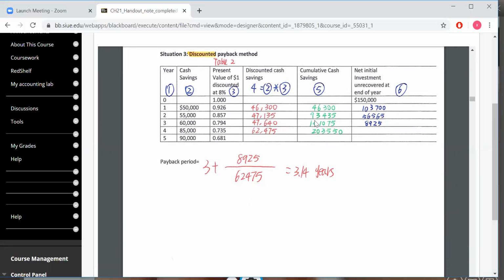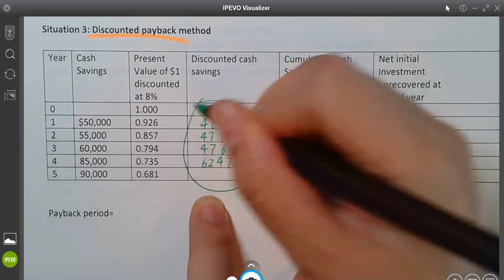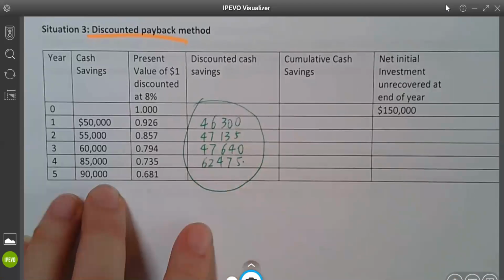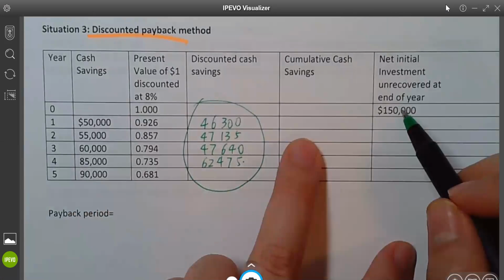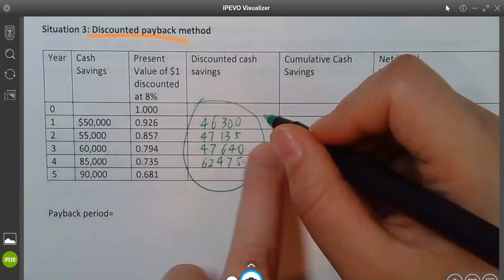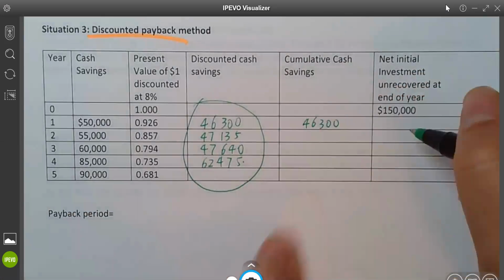So let me put the number here: 46300, 47135, 47640, 62475. Okay. So now we use this discounted cash flow instead of the original one. You still invest 150,000, and then after the first year you pay 46300.